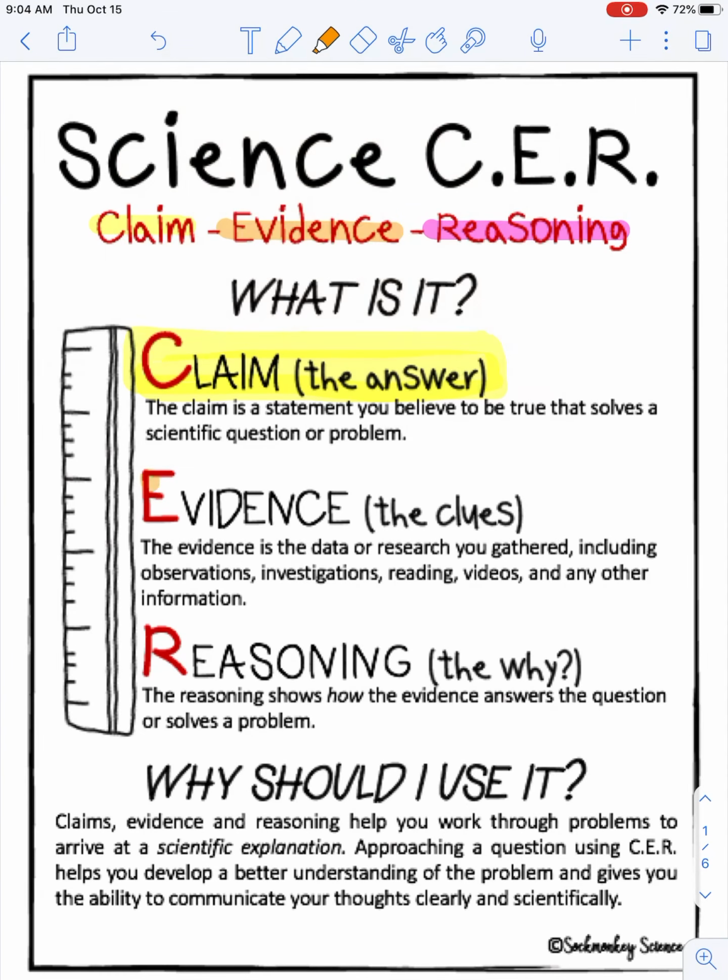Evidence is the next step. Evidence is very important because evidence will include all of your clues. And those pieces of evidence that you use have to prove that your answer is correct. It's like the proof. So evidence is the data or the research you've gathered, including observations, investigations, readings, videos, and any other information. So anywhere where you can find your facts. You might get your facts from a reading, you might get them from doing a lab, like in our lima bean lab, or they may give you, in a question, a diagram where the answers might be found in that picture.